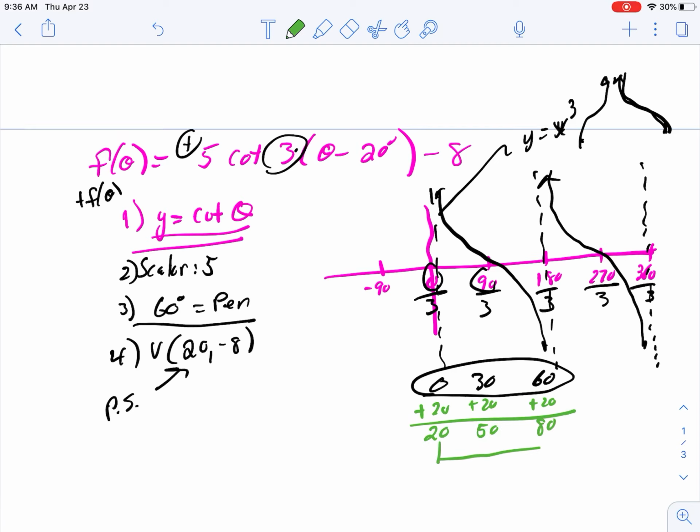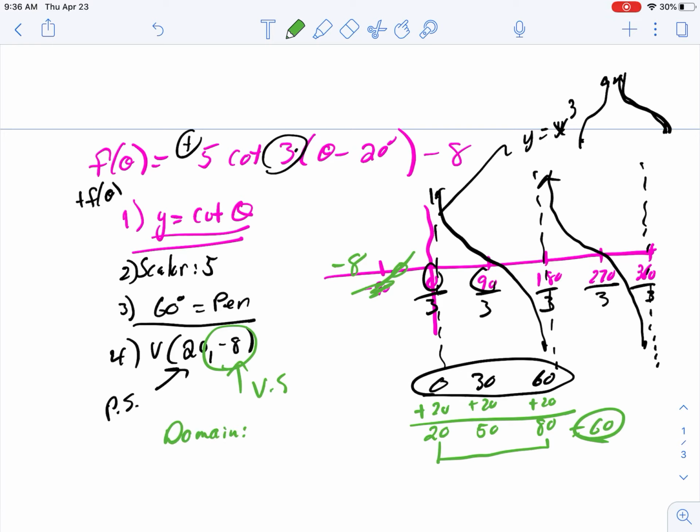So I have 20, 50, and 80. And notice that the same distance is still 60 units. Okay, and then the last thing is my vertical shift. This is 0, so all I have to do is change that to negative 8. That's the only one I have to change on that.